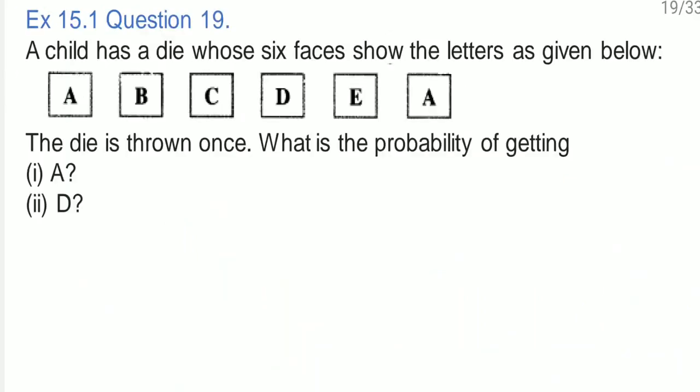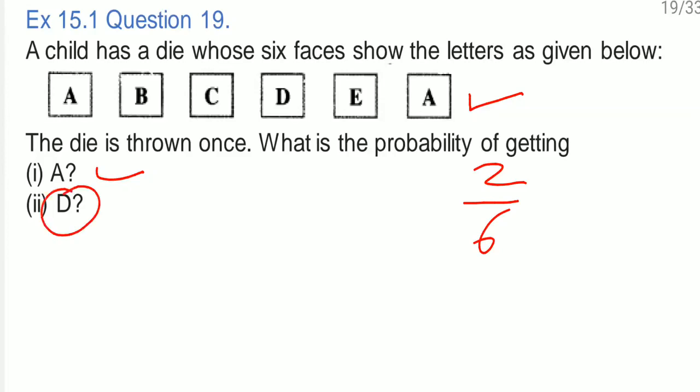Question number 19. A child has a die whose 6 faces show the letters as given below. See, these are the letters. That means 6 outcomes are there. Now they are saying the die is thrown once. What is the probability of getting A? How many times is A coming? 2 times. How many total outcomes are there? 6. So the probability of getting A is 2 by 6, right?